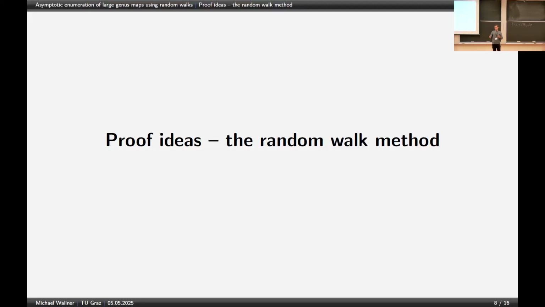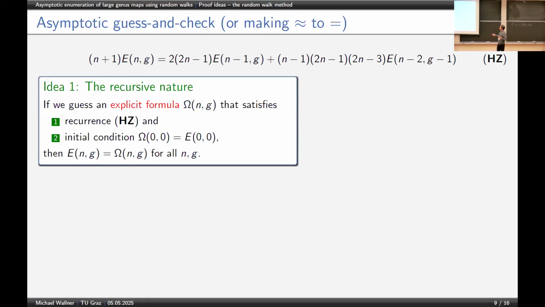We actually just work with the recurrence relation. All I use is the recurrence relation, and here I will need another ingredient, random walks, and that's why we termed this the random walk method. And this will not be limited to these kind of recurrences. So basically, it's more like a proof of concept of what this method can do. So, okay, here the recurrence relation, the recurrence relation from before, I called it HZ.